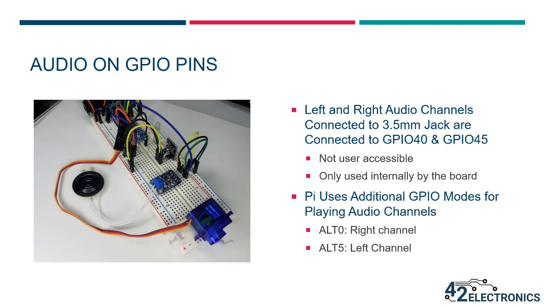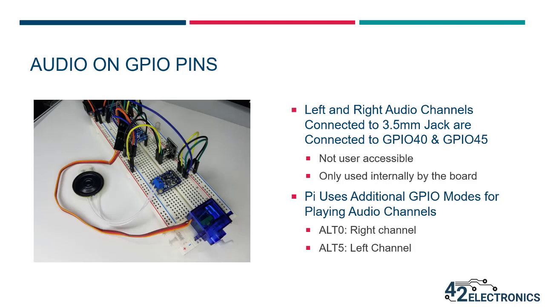You've previously learned about sending audio out through that 3.5 millimeter jack and HDMI, but there's another method available for getting audio out of a GPIO pin. The left and right audio channels coming out of the 3.5 millimeter jack are actually connected to GPIO 40 and GPIO 45. And I know you've never heard of GPIO pins with that high of a number, right? Because these aren't actually user accessible pins. These pins can only be used internally by the board to send audio out of the 3.5 millimeter jack.